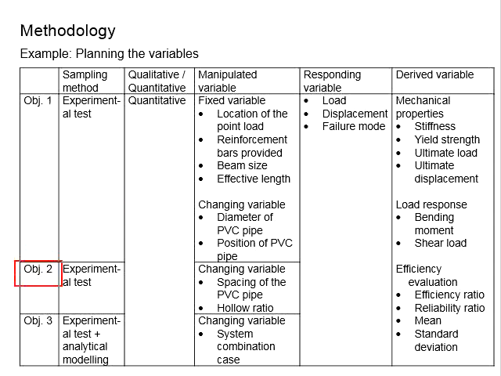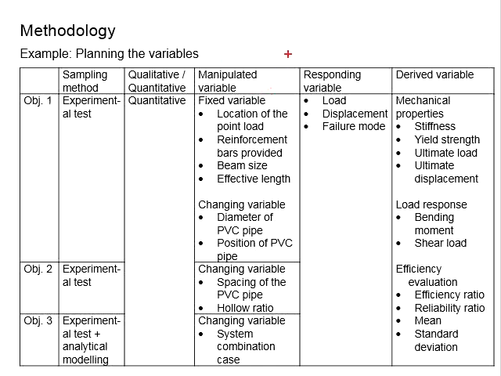Let's say now your objective 2 is meant for the parametric study. There will be a set of fixed variables again, and then now you change the variables, such as the spacing of the PVC pipe and also the hollow ratio, due to the void created by PVC with respect to the cross-sectional area of the section. Then for your objective 3 for the analytical modeling, the changing variable can be the system combination case, which is depending on your research setup.